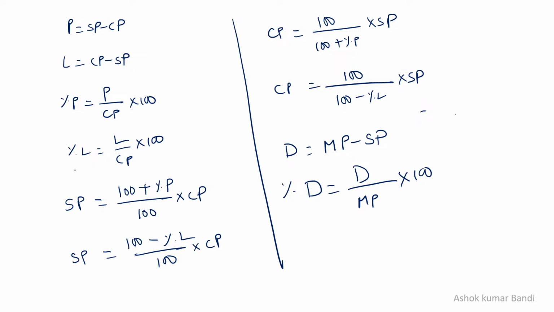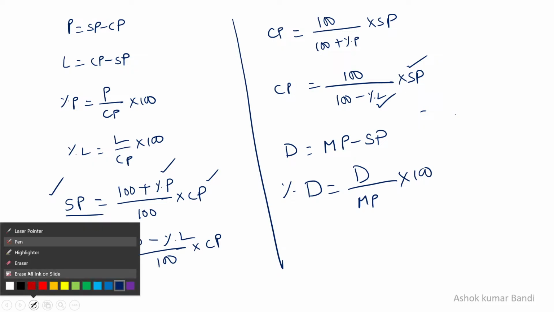For example, let us take this formula: selling price. That means if you know the cost price and you know how much percentage you are getting profit, then you can use this formula to find out the selling price. Or if you know the selling price and you know how much percentage loss you are getting, you can use this formula to find out cost price.